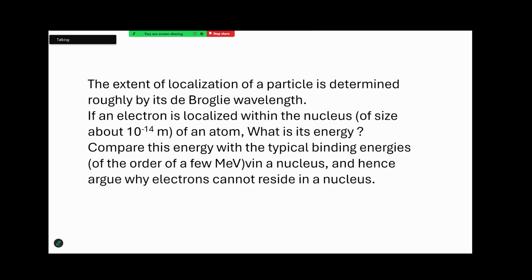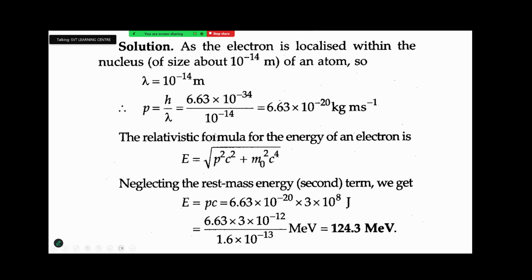Okay. Then we compare the energy with the binding energy of a nucleus. That will be secondary. So λ is given to us. When we do, we will get 8.63 × 10^-20 as the momentum. We can't directly use this momentum; we will have to write everything in relativistic terms.